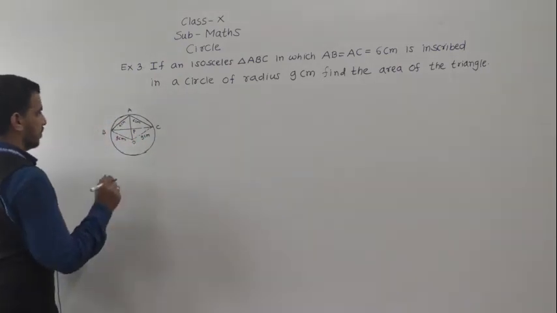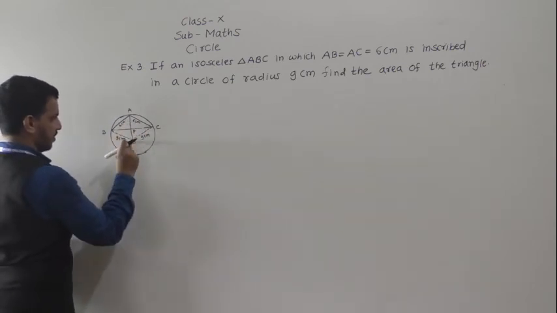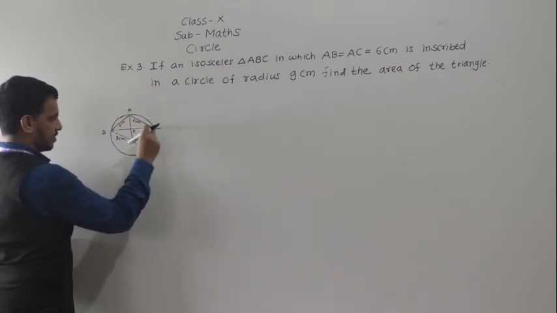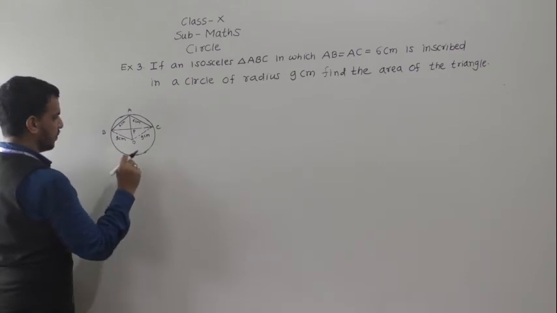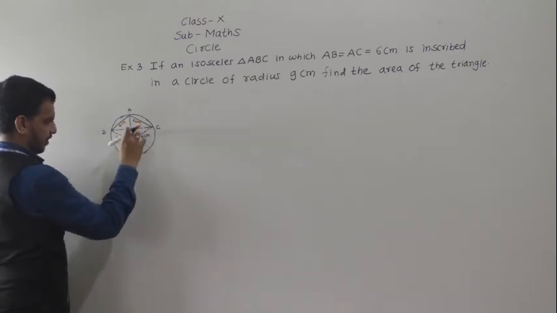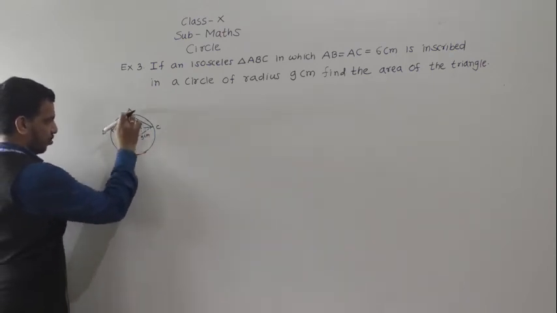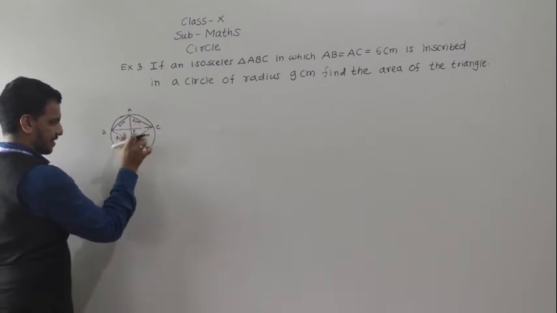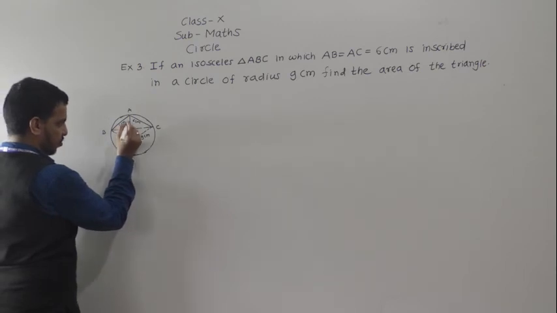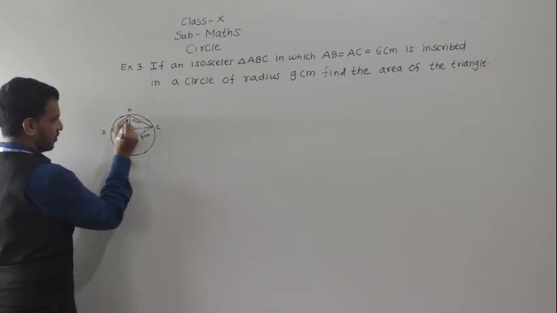Here if we take these two triangles OAB and OAC, we can show that these two triangles are congruent. How do we show that? Here AB and AC are equal, OB and OC are equal, and OA is a common side. So we can show that triangle OAB and triangle OAC are congruent by SSS criteria. Then since the triangles are congruent, by CPCT, angle BAO and angle CAO are equal.